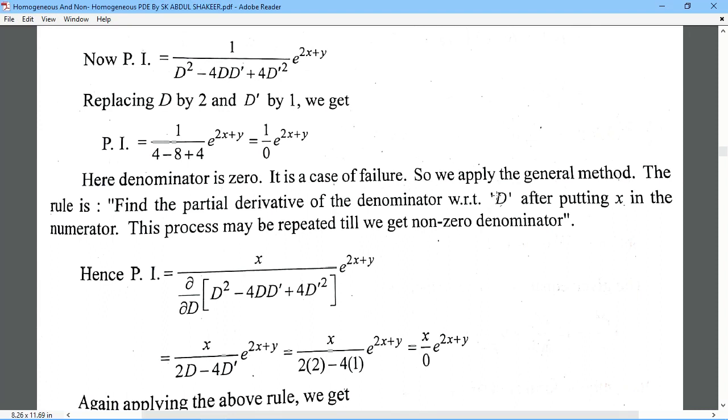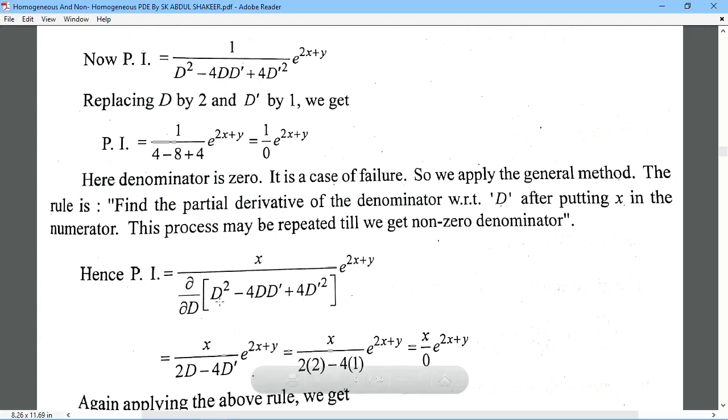While differentiating with respect to capital D, don't forget to treat d dash as constant after putting x in the numerator. This procedure may be repeated till we get the denominator value non-zero. So just taking x here in the numerator, the denominator is differentiated with respect to d.